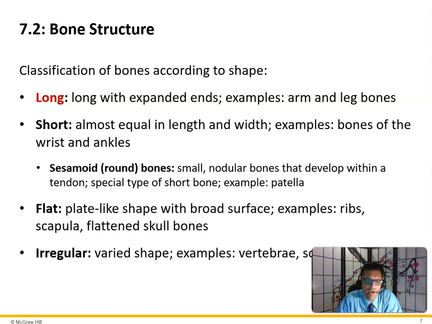Sometimes you have some round bones called sesamoid bones. They're small nodular bones that develop within the tendon. A special type of short bone is called the patella, which is your kneecap. Not named after my ancestors.